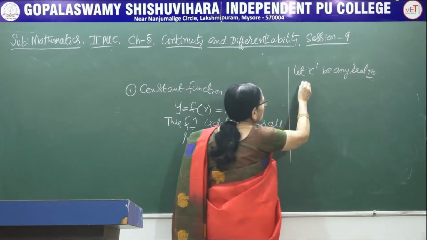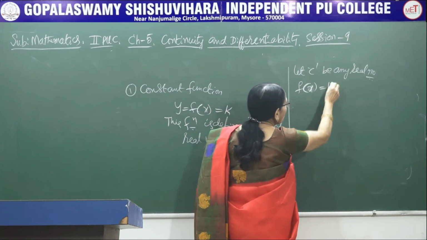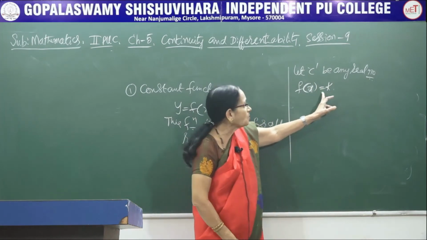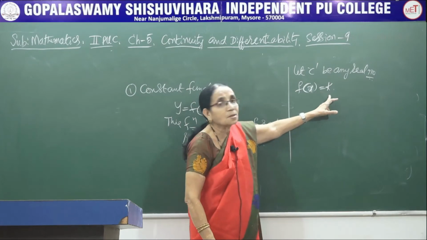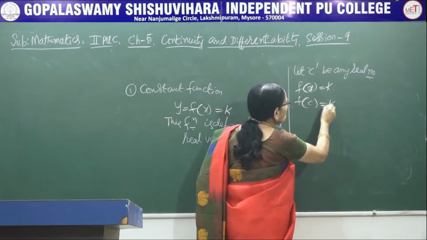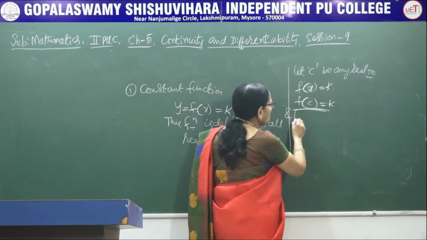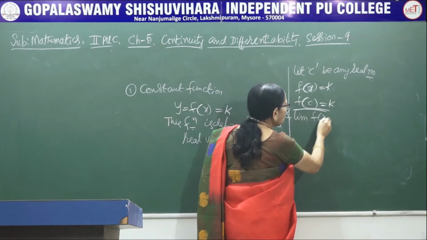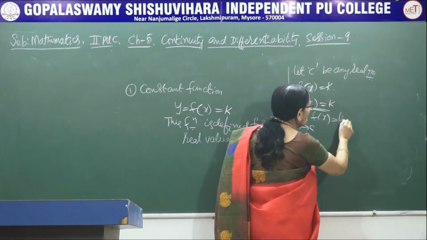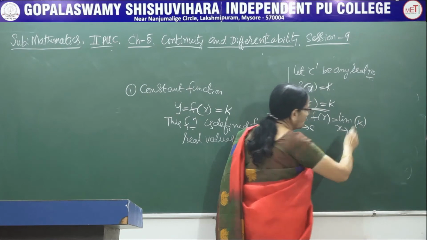Then let me calculate f of c. How is the function given? f of x is equal to k. Here k means it is a constant. Whatever value you give for x here, this does not change. Now f of c is equal to k. Now this is the value of the function. Now let me calculate the limit. Limit of f(x) as x tends to c is equal to limit of k, that is how the function is defined, as x tends to c.